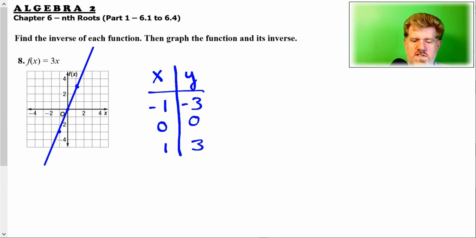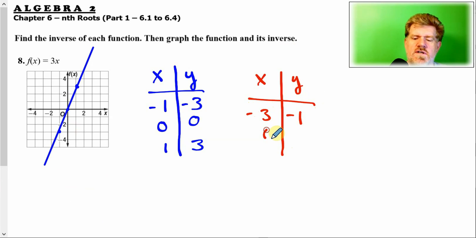Now an inverse is just these numbers flipped around. I'm going to put -3, -1. 0, 0 is going to be 0, 0. And 3, 1. I'm just flipping the points around. Now let me graph them. -3, -1, 0, 0, 3, 1. Now I've got myself a line that goes like this.